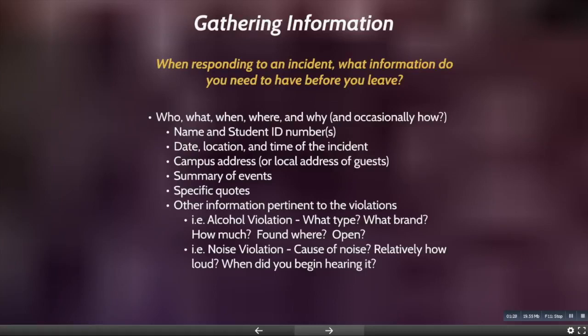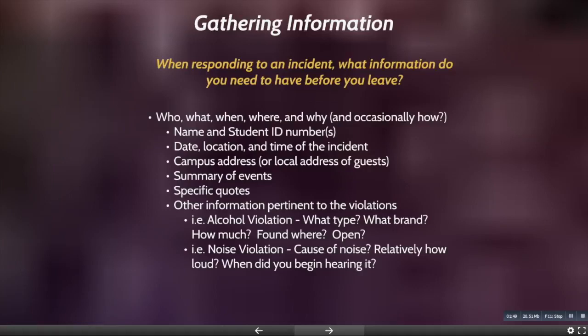Next, you want to note the date, location, and time of the incident. You want to make sure we know where it happened and when it happened. Next, you want to give any campus addresses or any local addresses of the guests that are in the room. Maybe a summary of events would be helpful. Give some specific quotes about what was said and who said it. And then give other information that might be pertinent to different violations that happen.